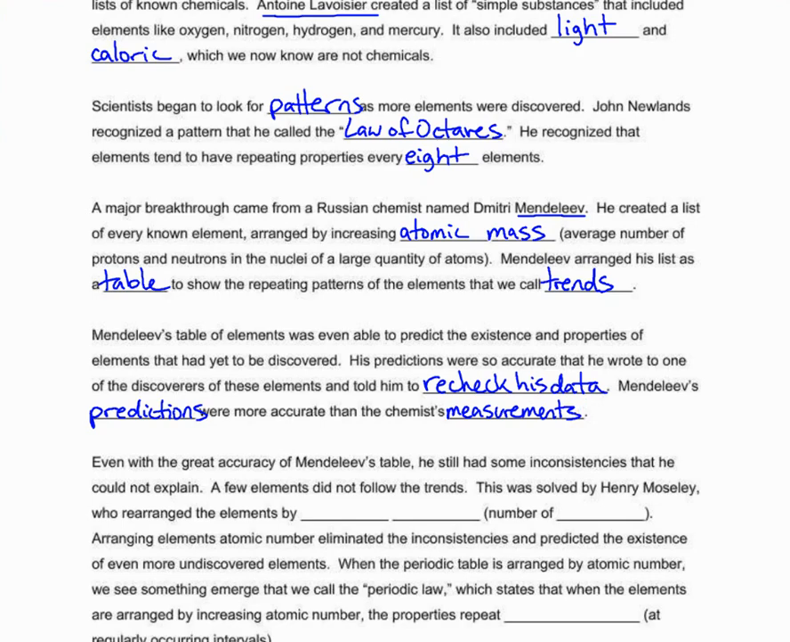Mendeleev predicted 3 new elements that had not been discovered. The first one, the one in which this situation occurred, was gallium. There were 2 others. Those were also found within 15 years. So within 15 years, he had predicted the existence of 3 elements that were discovered, and he had predicted the properties accurately before they existed.